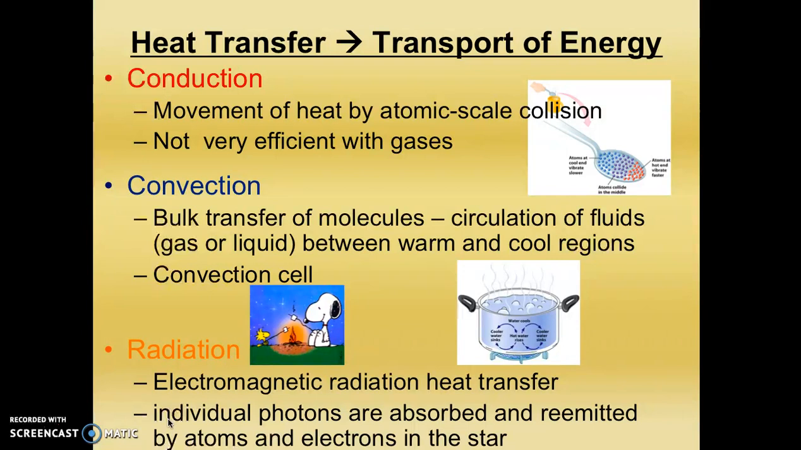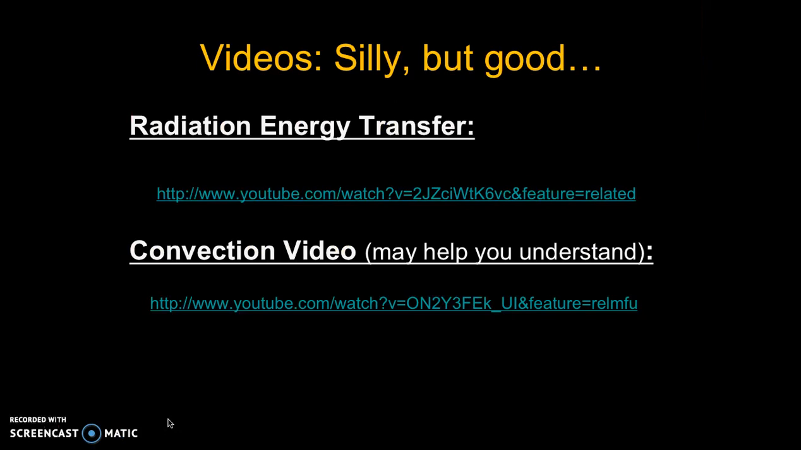And finally, we have radiation. Radiation is how we get heat and energy from our sun on Earth. This is electromagnetic radiation, the transfer of heat. Individual photons are absorbed and re-emitted by atoms and electrons within our sun, and then that photon radiation gets to us. It can travel without touching, without a fluid, so it can travel through the vacuum of space.